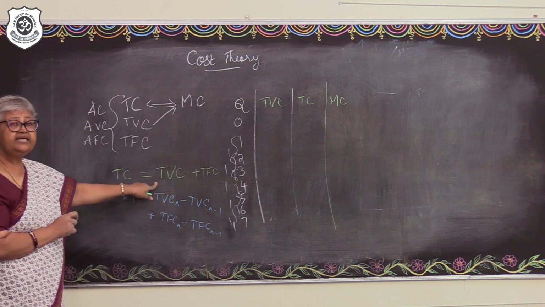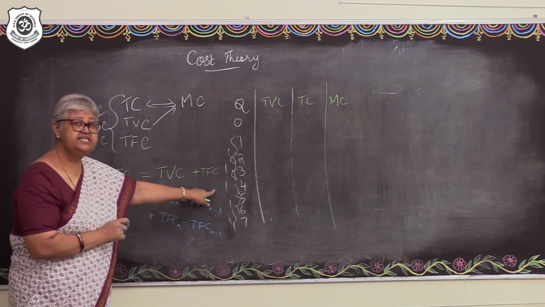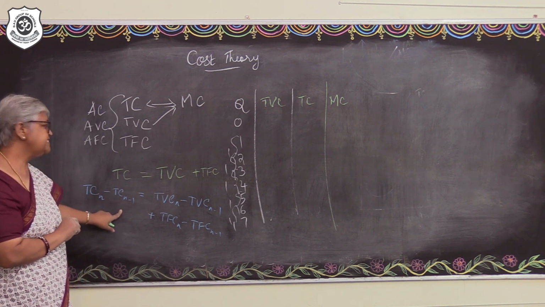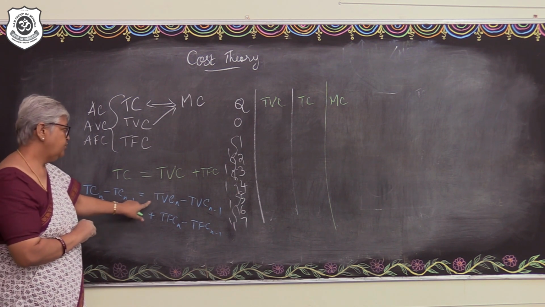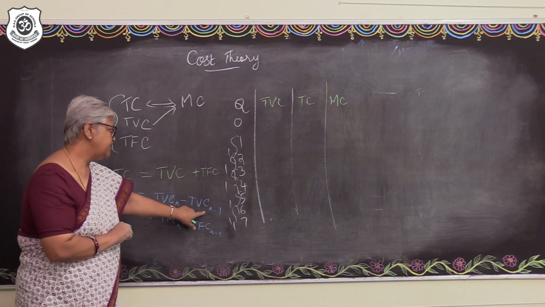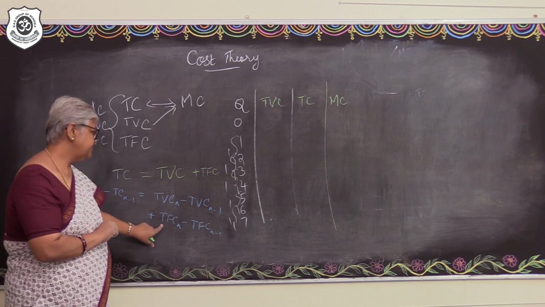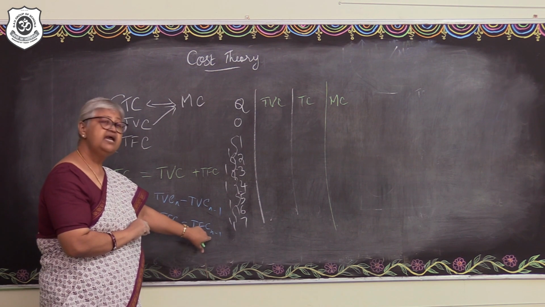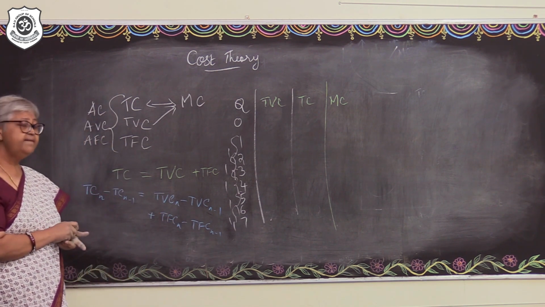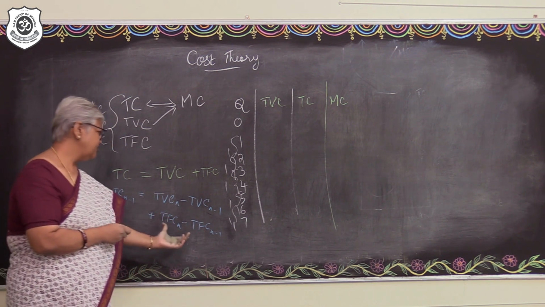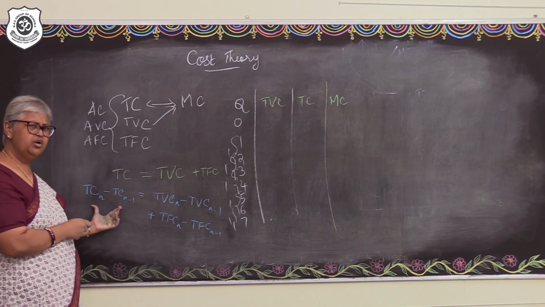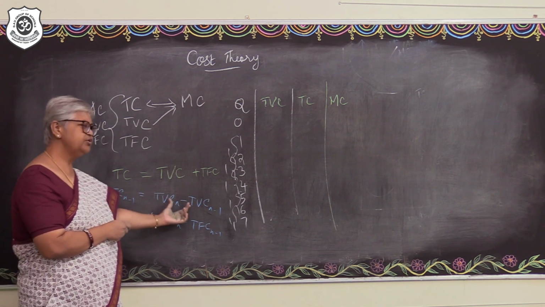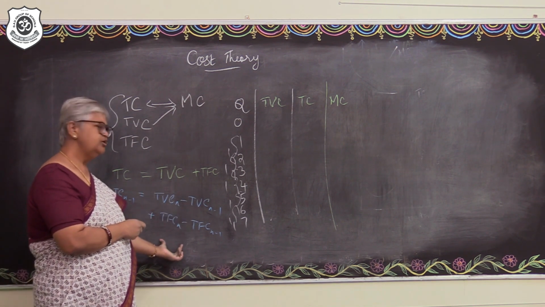What have I done? This is the known identity. TC is TVC plus TFC. I have introduced change in this equation. TCn minus TCn-1 is equal to TVCn minus TVCn-1 plus TFCn minus TFCn-1, right? Okay. Now, what is this actually? This is a change in total cost, right? Change in total cost can be understood as change in the total variable cost plus change in the total fixed cost.